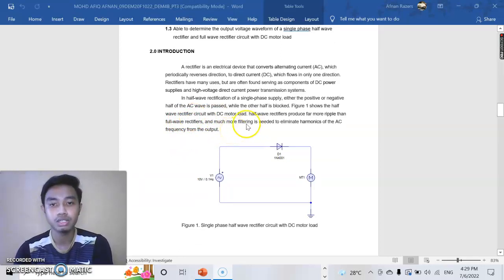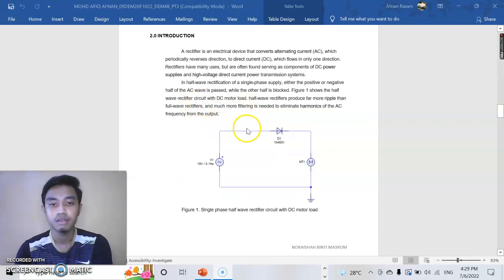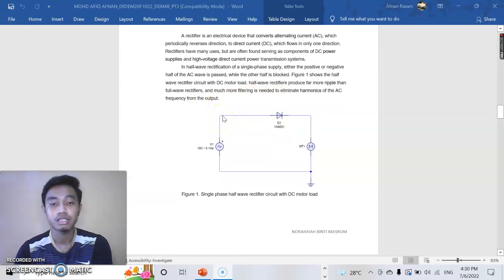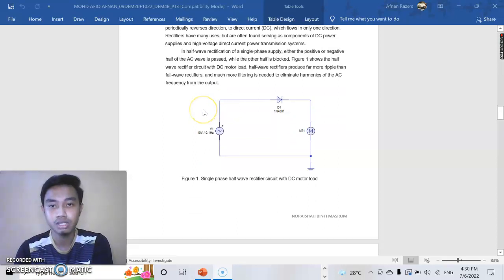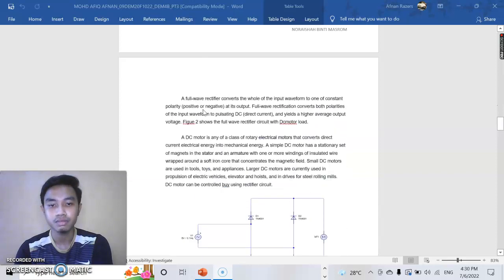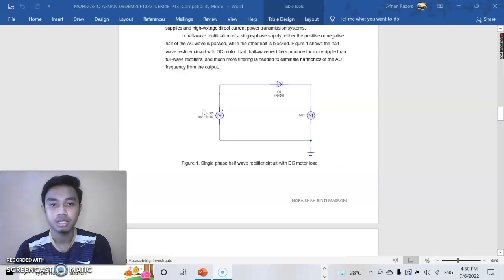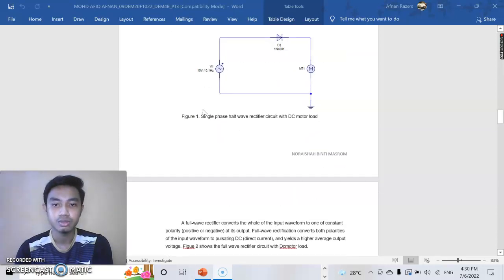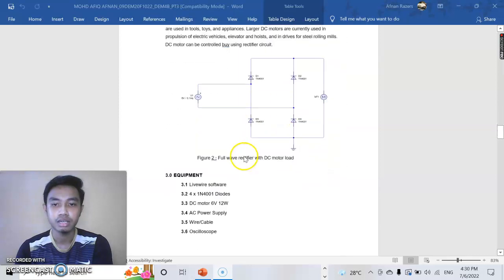Figure 1 shows the half wave rectifier circuit with direct current motor load. Half wave rectifiers produce far more ripple than full wave rectifiers, and much more filtering is needed to eliminate harmonics of the AC frequency from the outputs. So in this practical task 3, I will construct two circuits, which are a single phase half wave rectifier circuit with DC motor load and a full wave rectifier with DC motor load.